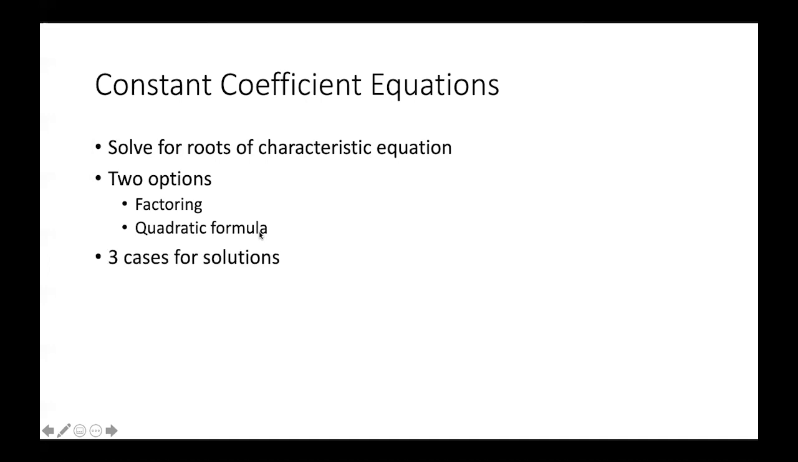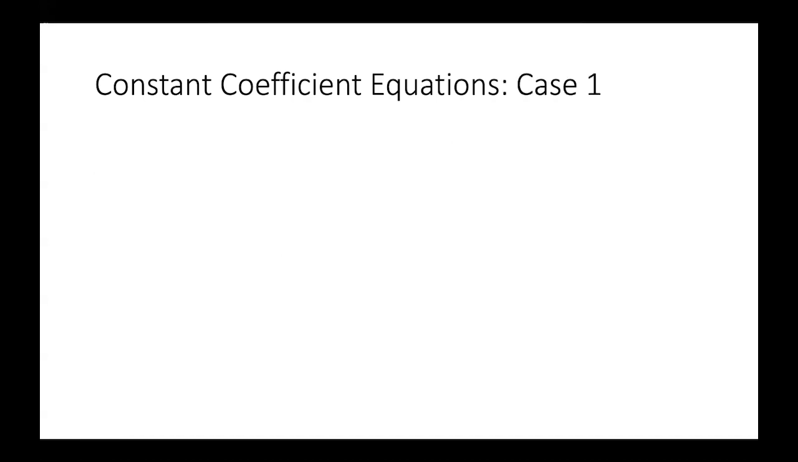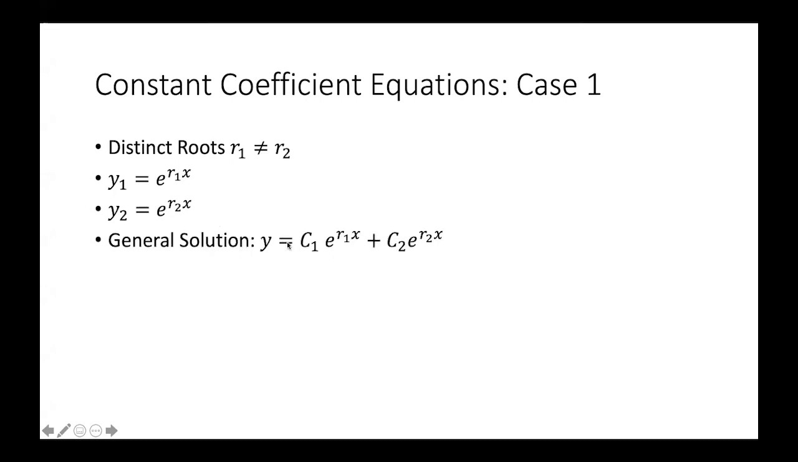So three cases will come out of this. We've got distinct roots, repeated roots, and complex conjugate roots, and that just comes from going back to solving those quadratic equations. So case one, we've got those distinct roots. We've solved and we got some kind of factoring that looks like we've got two separate factors, or we did the quadratic formula and we found two separate roots that are both real. And we get out of that two solutions, which are e^(r1x) and e^(r2x), which gives us our general solution as a linear combination of these two, as seen here.